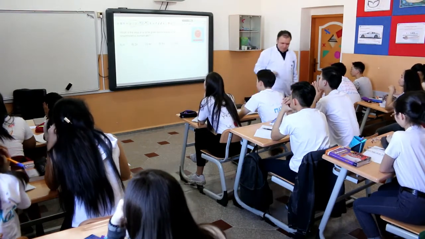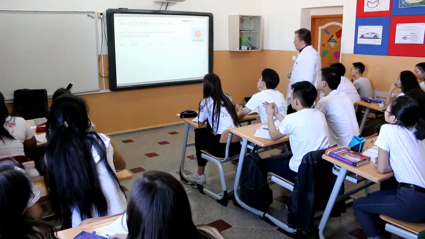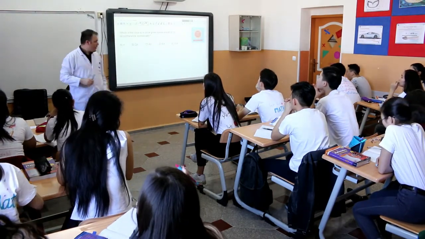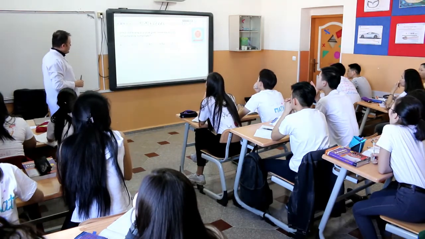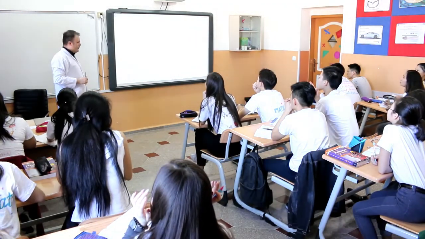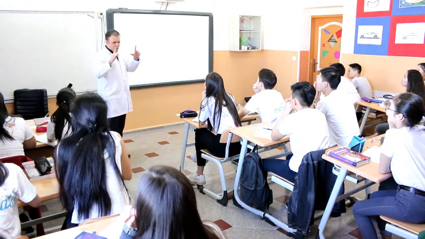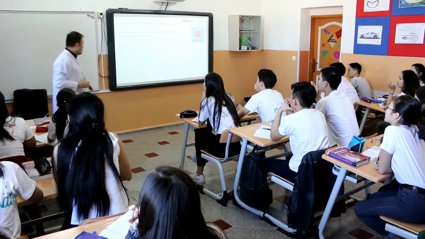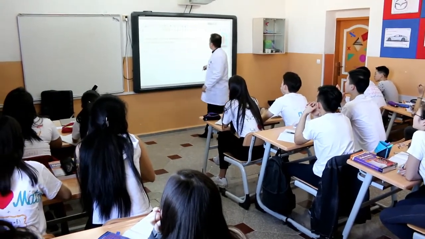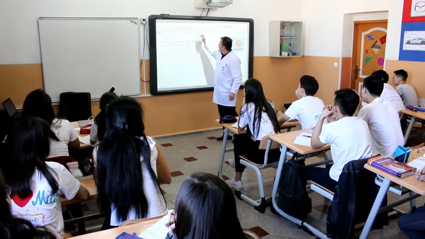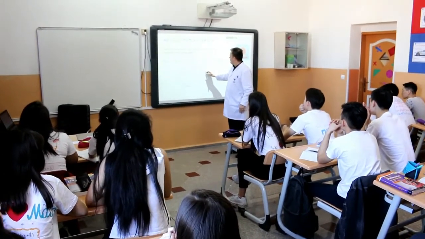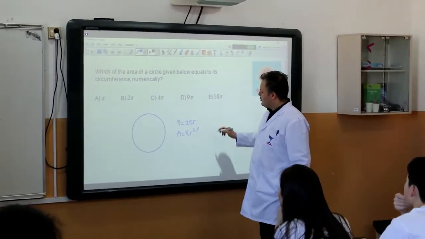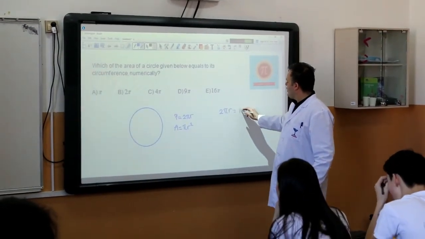Look at the first one. Which of the areas of circle given below equals its circumference? C. What does it mean? Understood? Perimeter of circle and area of circle, for which values are they equal to each other? First draw a circle like this. Perimeter is 2 pi r, and area is pi r square. These two are equal to each other: 2 pi r is equal to pi r square.